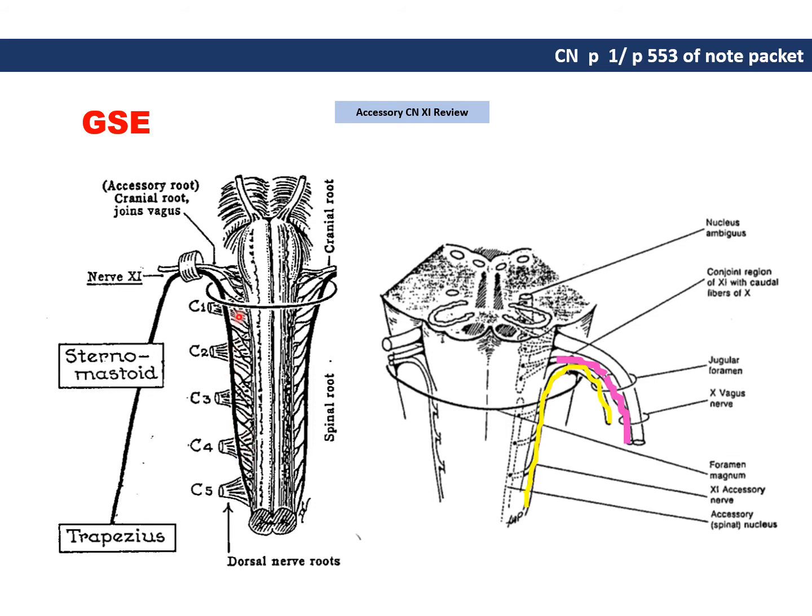So here is the spinal root of the accessory nerve. Notice that the accessory nerve then goes through the foramen magnum, which is here, and then exits the jugular foramen, where it then can innervate the sternocleidomastoid and then move through the posterior triangle to the trapezius.